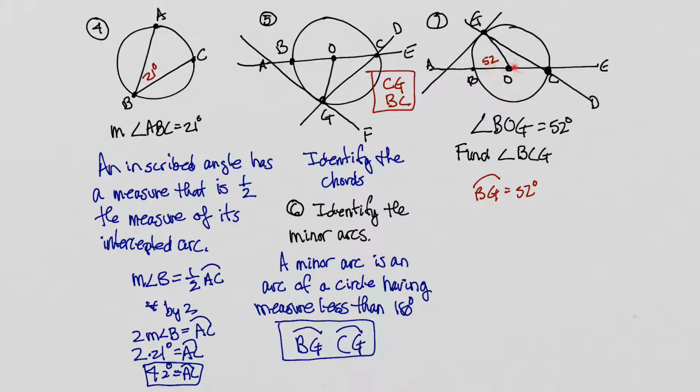So this angle right here is the one we're looking for, and this measure is going to be 1/2 of this intercepted arc. If this intercepted arc is 52, half of 52 is going to be our angle right here. So we can say that the measure of angle BCG is equal to 1/2 of arc BG. So this is going to put us at 1/2 of 52 degrees, which is 26 degrees.